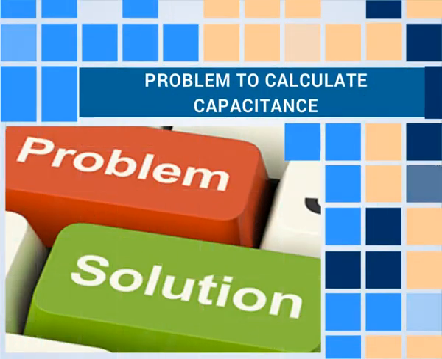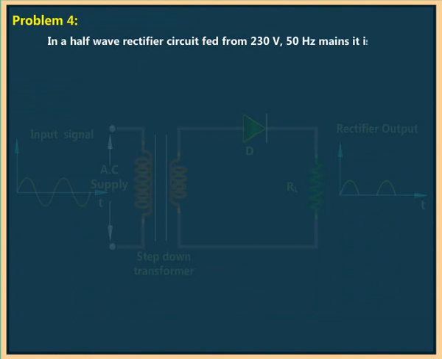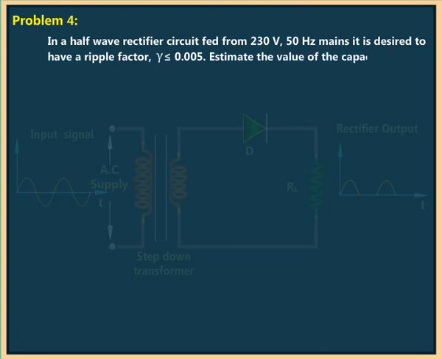Problem to calculate capacitance. In a half-wave rectifier circuit fed from 230 volts, 50 Hz, it is desired to have a ripple factor gamma less than or equal to 0.005. Estimate the value of the capacitance needed. IL is equal to 0.5 amps.